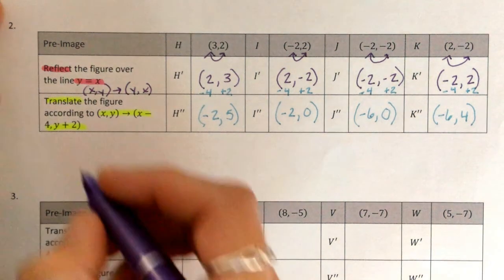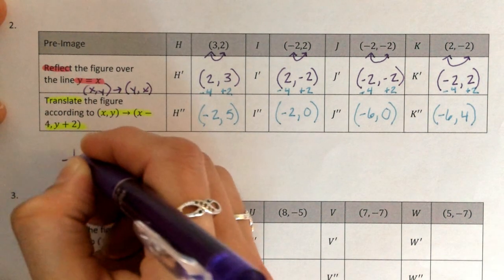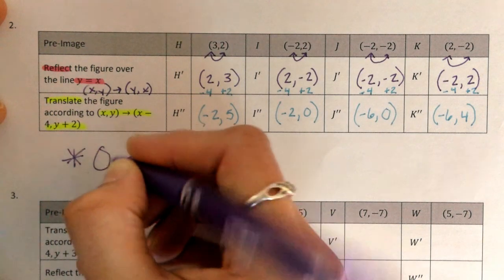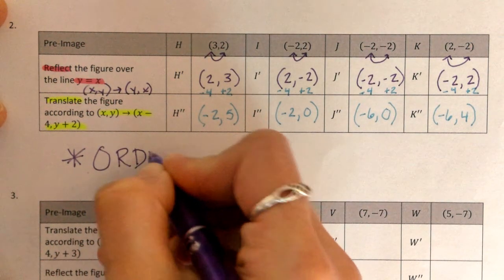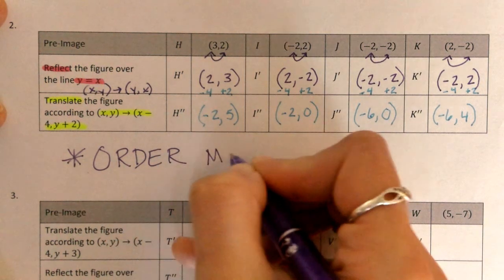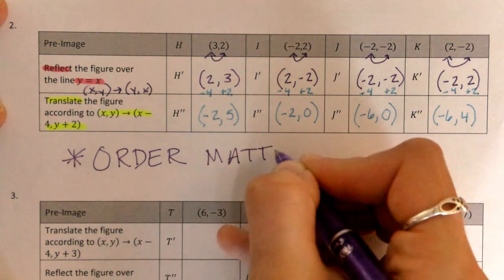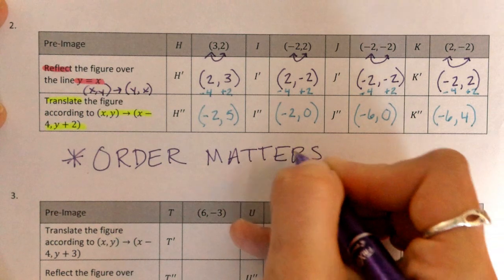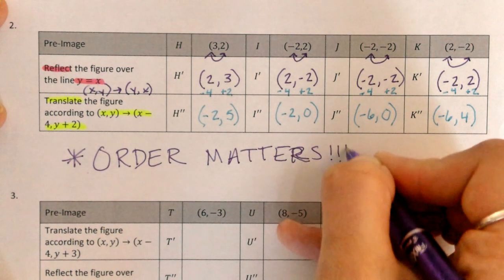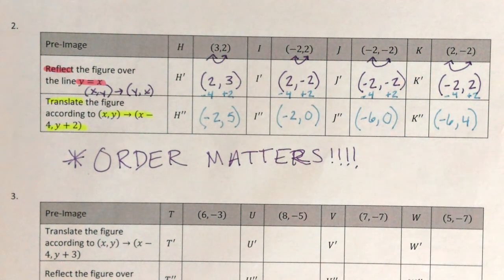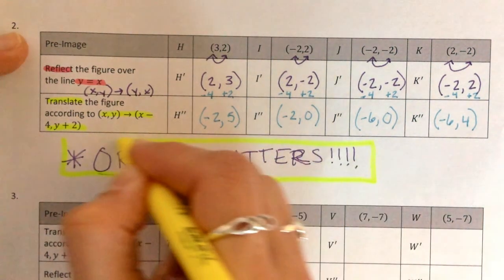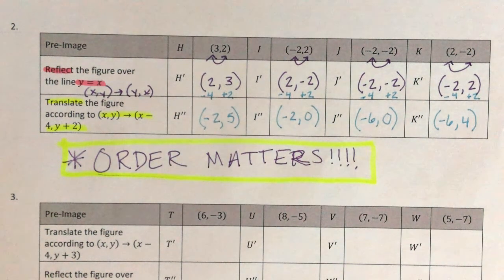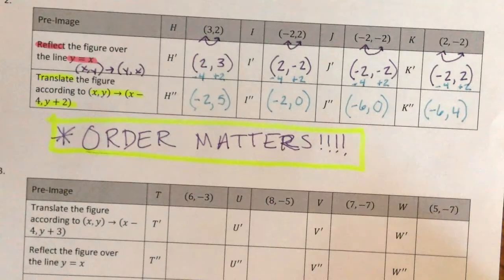What this tells us is it is extremely important that you make sure you go in the correct order. So what we see here is, I'm putting all caps and highlighting because it's extremely important: Order matters. You can't make up your own order. You have to go, sorry it's being so sloppy, in the order that they give you. Very, very important. Order matters.